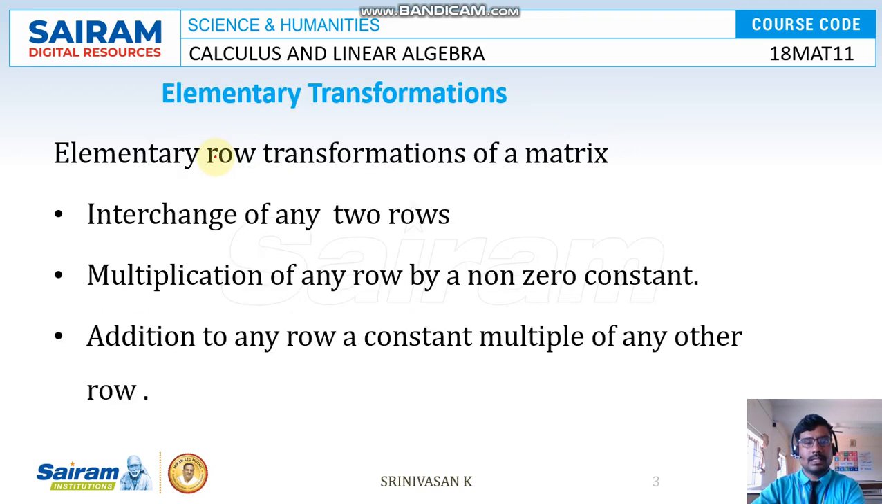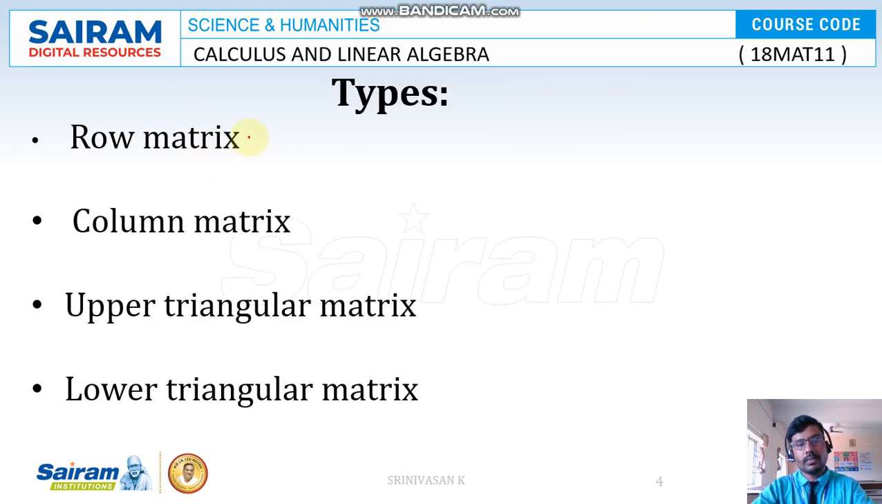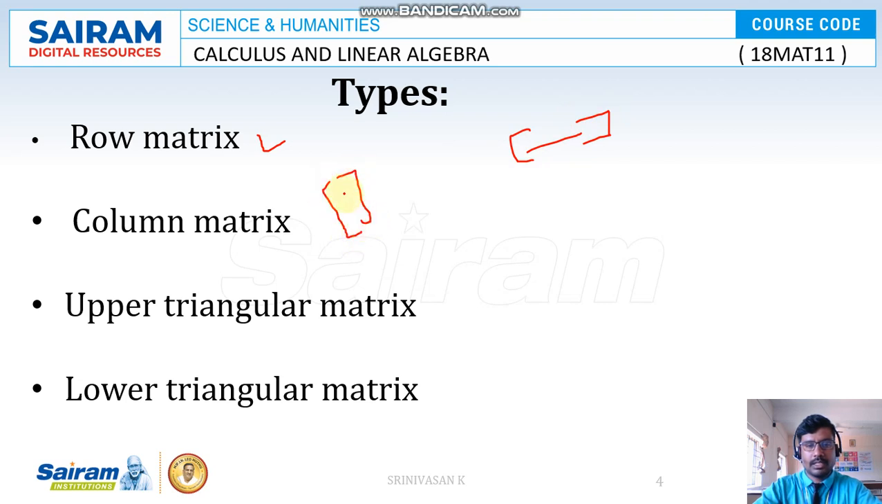So next, we'll discuss the types of matrix. What are the types of matrix? First one is the row matrix. This is all basic concept you already studied in the lower class, so once again we recollect the concept. Row matrix: if the matrix contains only row elements, it is called a row matrix. The column matrix: if the matrix contains only column elements, it is a column matrix.